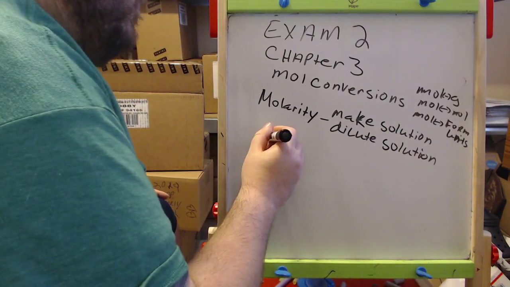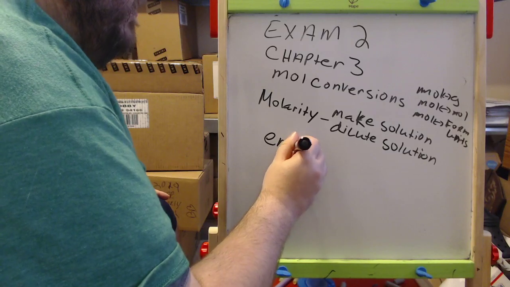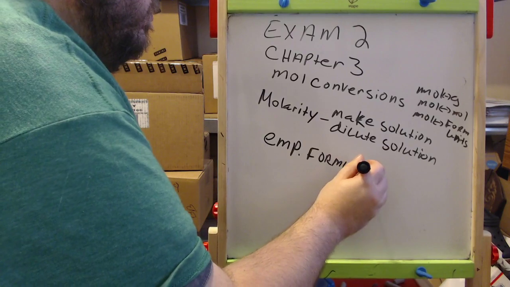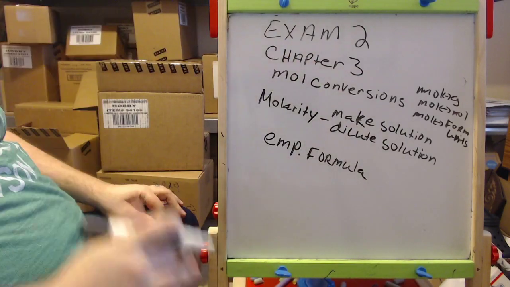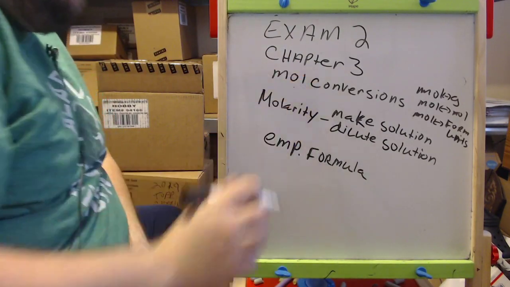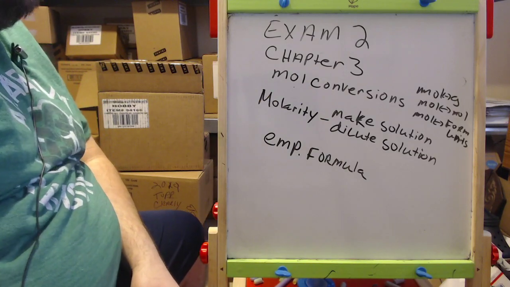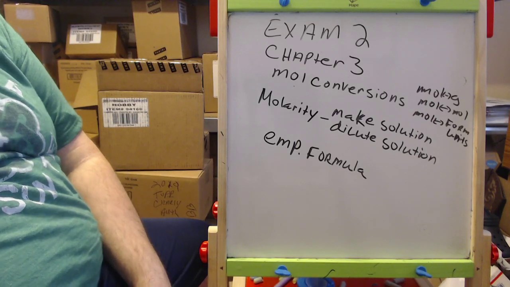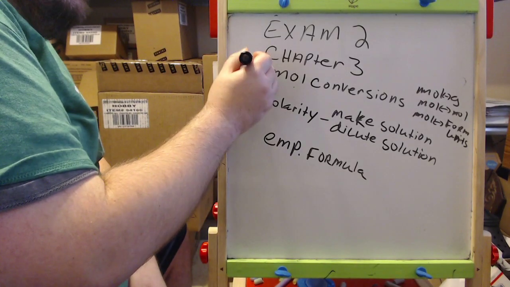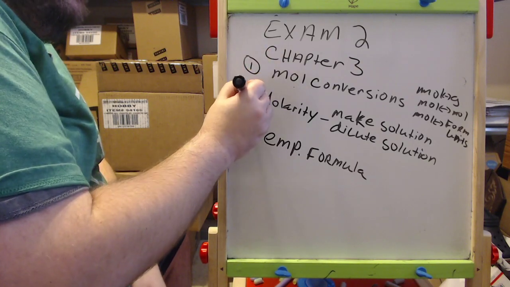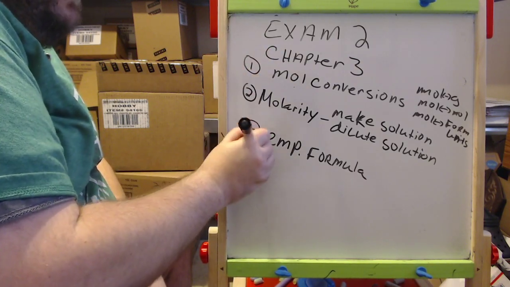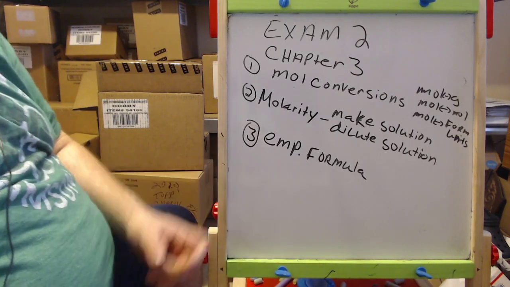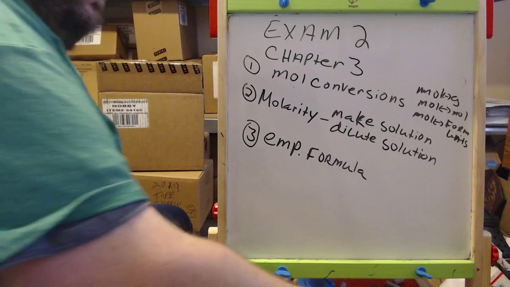And you should be out of chapter 3 able to do empirical formula work. You did a lab on empirical formula. You did a lab, the plant food lab, on the mole conversions. Okay, so chapter 3 is highlighted by this. There's enough questions here. Those 3 topics, and all of it's in the homework.